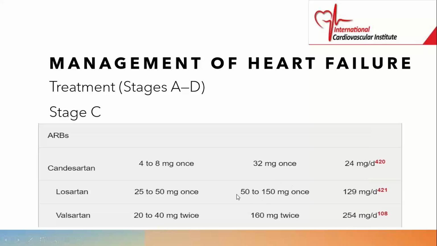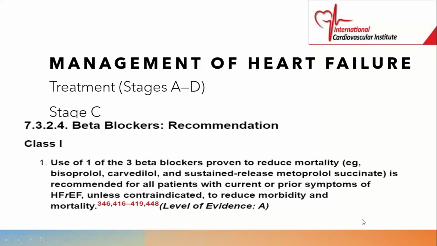It's difficult to, but anyway, you should know the maximum dose of whatever you're going to use. And so this is the dose that was used in the study. Valsartan, start with 20 to 40 twice daily, and you can go as high as 160 twice per day. This is the dose that was used in this trial.